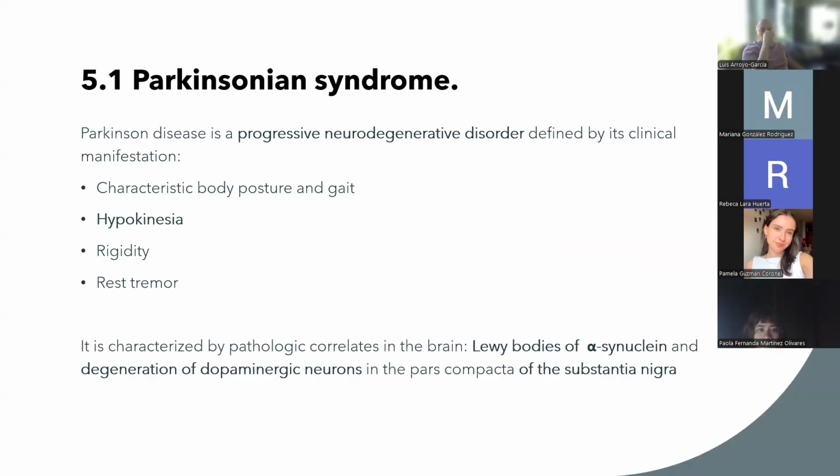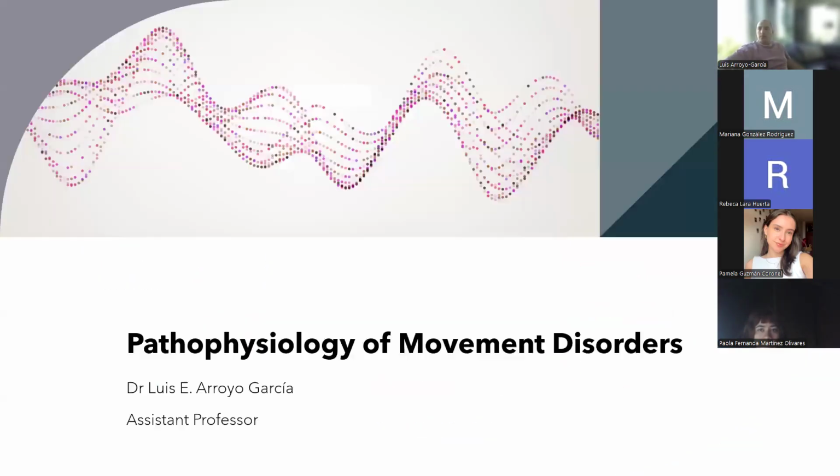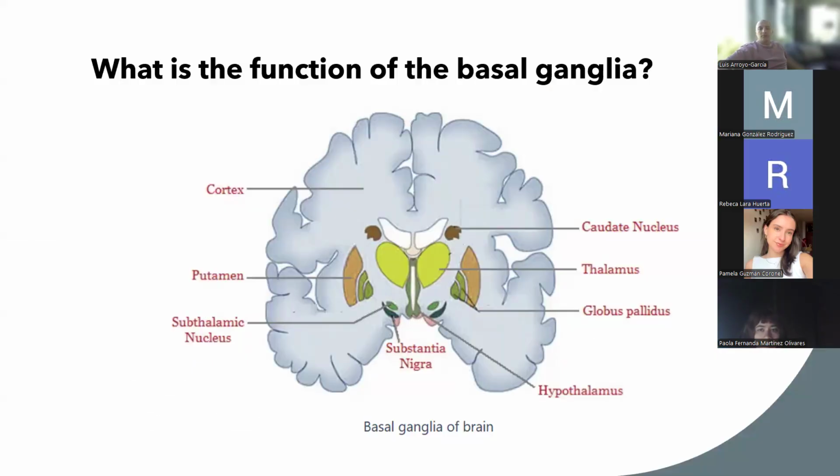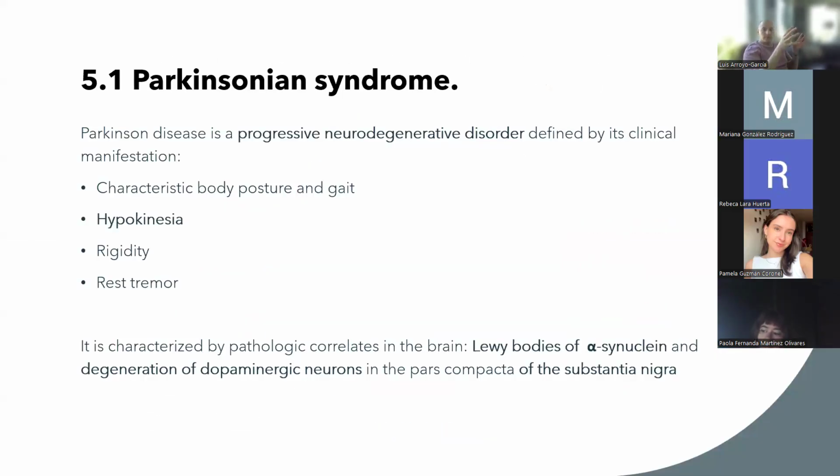Okay, so if we're going to talk about the pathophysiology of movement disorders, we're going to talk about two of them. One is the Parkinsonian syndrome, and if we talk about this, we're going to focus on Parkinson's disease. The other one is ataxia, I think.